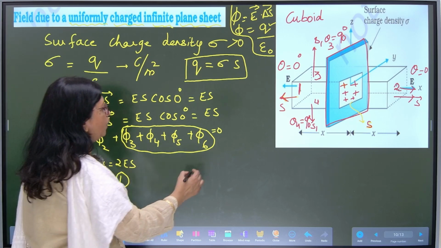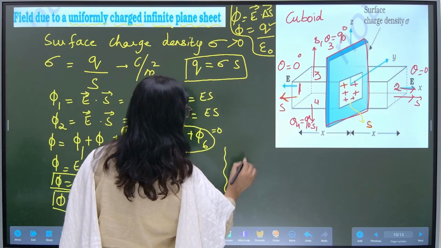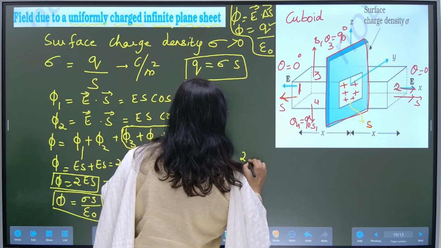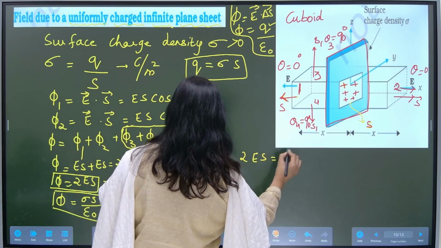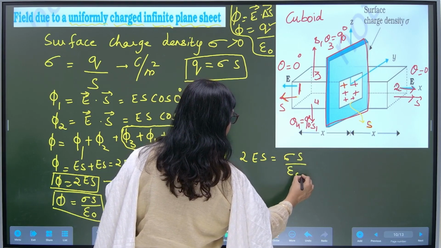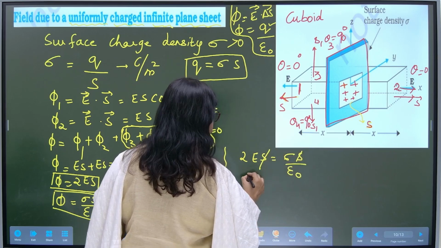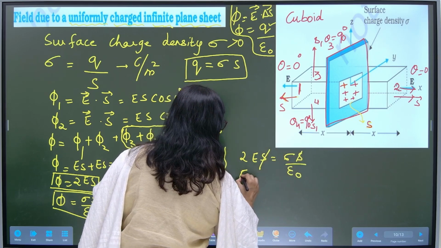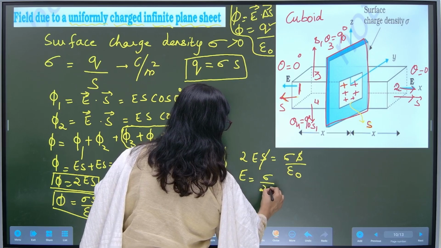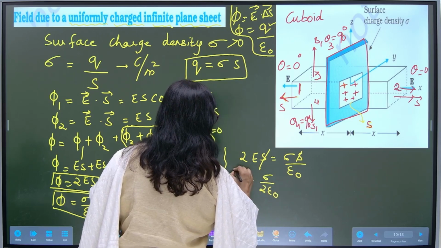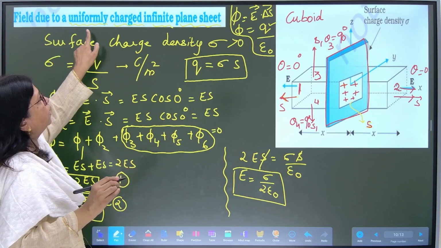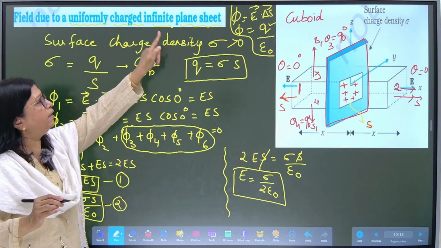So I equate equations 1 and 2, and we get 2ES is equal to sigma S upon epsilon naught. S cancels. So I finally have the electric field E equal to sigma upon 2 epsilon naught. This is the electric field due to a uniformly charged infinite plane sheet.